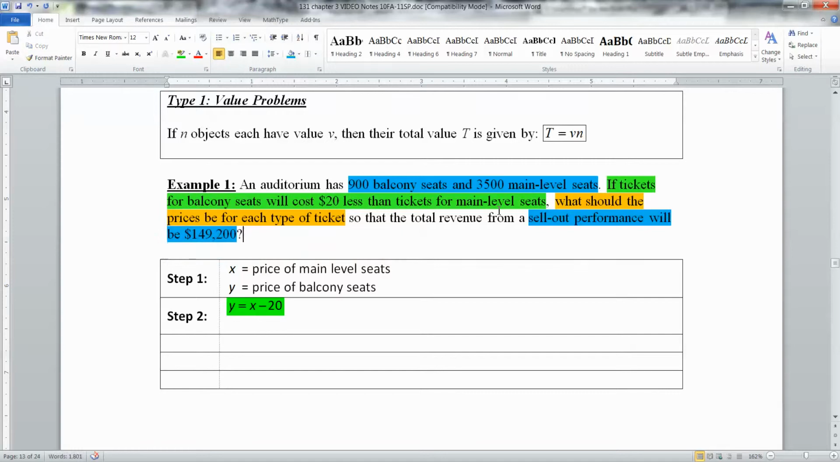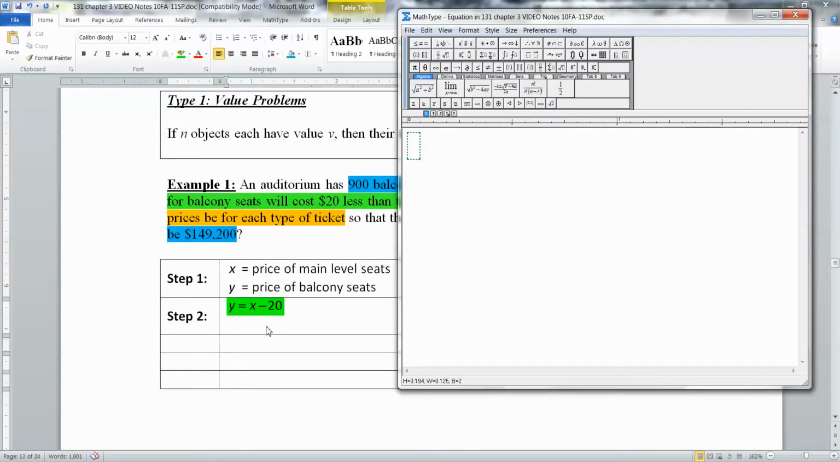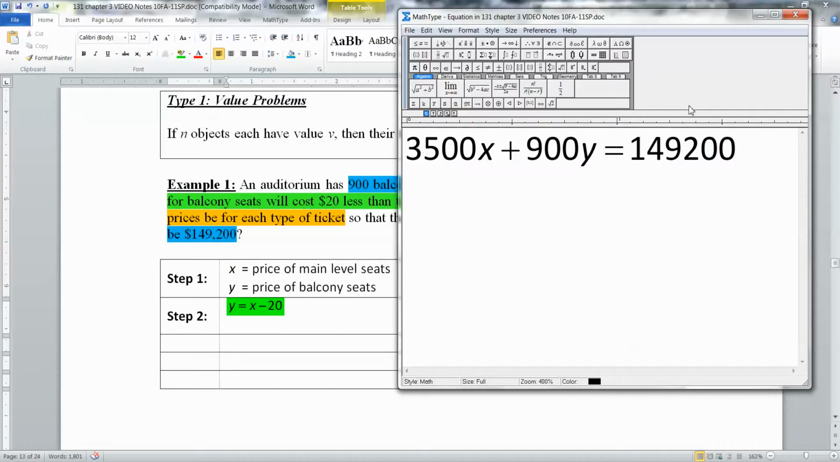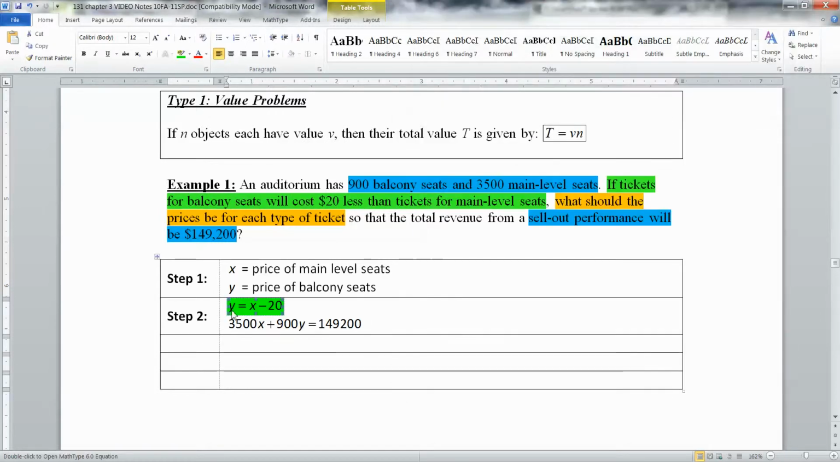See that? Now together, those two pieces, even though they're separated by a couple of sentences, just means that you have 3,500 main level seats plus 900 balcony seats equals 149,200, because I have 3,500 seats sold at however much I charge those people. Then I have 900 seats sold at however much I charge those people. And together that has to make $149,200. In other words, this is a money equation, right?